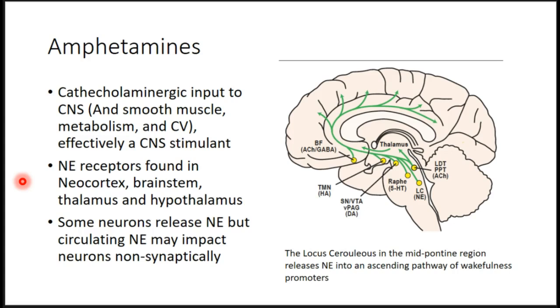Onward to amphetamines. We talked about this conversationally in Patho a little bit today. What are our catecholamines again? Epinephrine, norepinephrine are catecholamines, absolutely. So amphetamines are going to increase your catecholaminergic activity, as in epinephrine, norepinephrine, probably mostly norepinephrine, because it's right there. And that's going to make it a CNS stimulant.